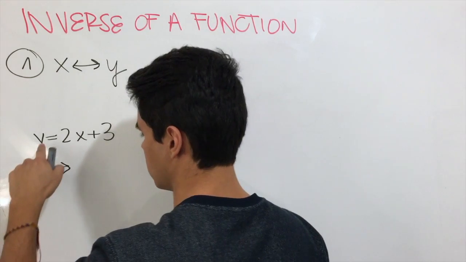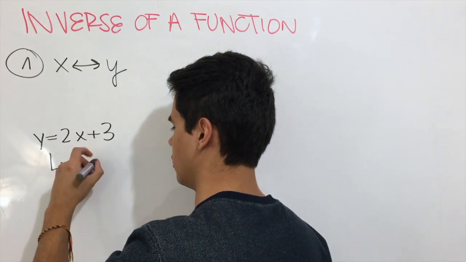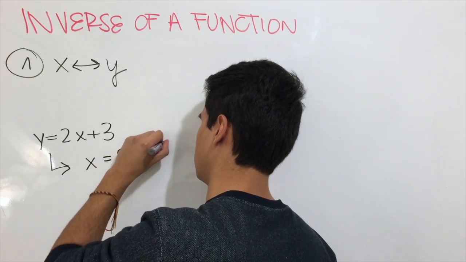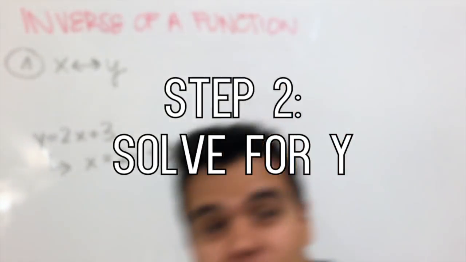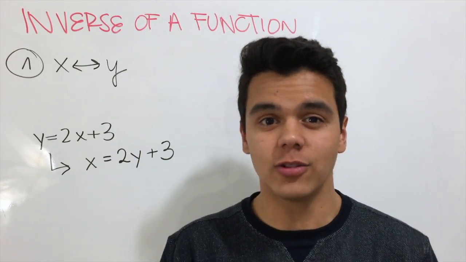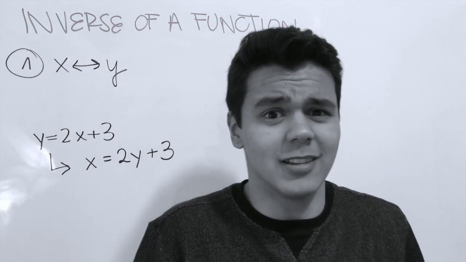So for this example, this is going to turn into an x and this is going to turn into a y. So x is equal to 2 times y plus 3. Step 2. Solve for y, or at least try. I can't tell you that 100% of the time you're going to be able to actually solve for y, but you can at least try.